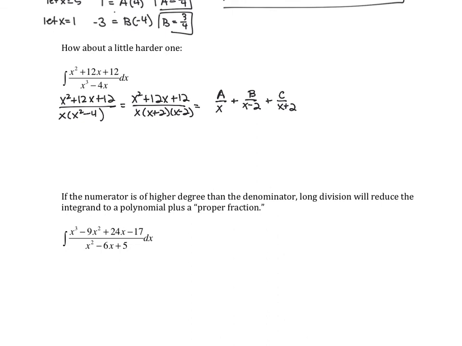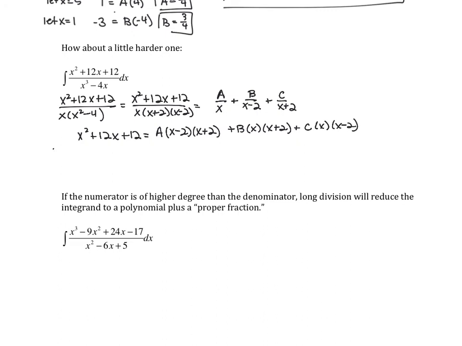All right, taking a shortcut, I'm going to rewrite this as x squared plus 12x plus 12 equals a. What's going to be a little bit different is this is going to be x minus 2 times x plus 2, plus b times x plus 2, plus c times x minus 2.